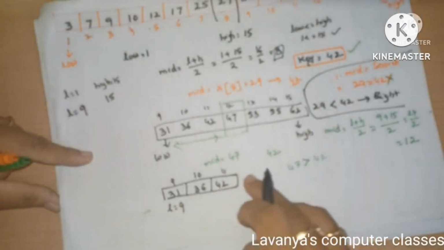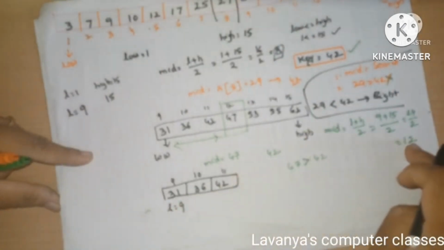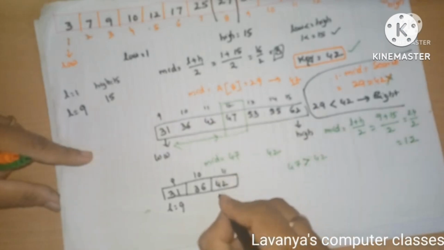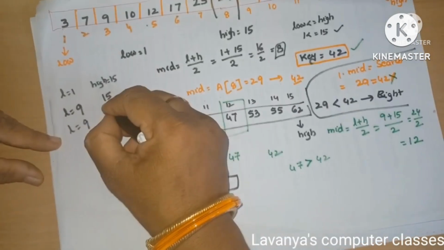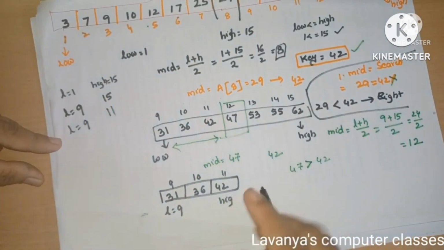High value is mid minus 1. So, what is our middle value? 12. 12 minus 1 means it comes to 11. So here, L is equal to 9 only. Mid has now changed to 11.